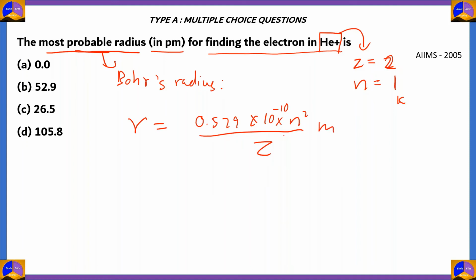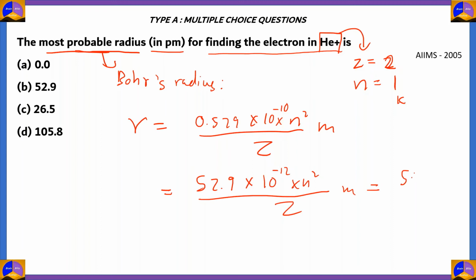Now over here, it is given in meters. We need to convert this into picometers. So 0.529 becomes 52.9 into 10 raised to minus 2. 10 raised to minus 2 into 10 raised to minus 10 will give you 10 raised to minus 12, into n squared divided by Z meters. So that is equal to 52.9 into n squared divided by Z picometers. So now we've converted the formula in terms of picometers.